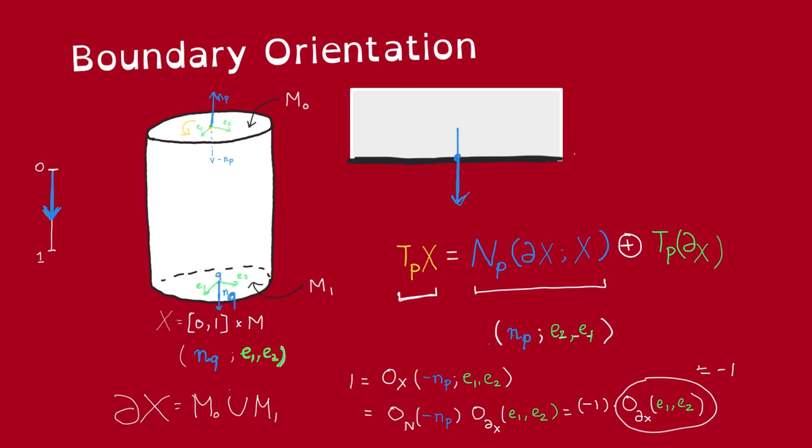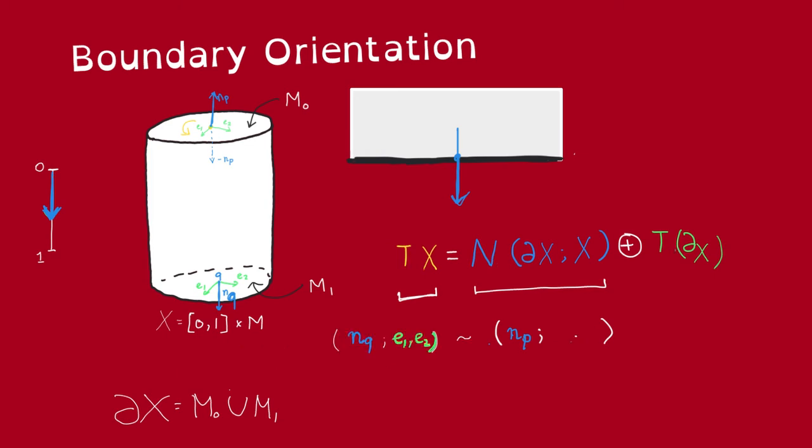Now what changes when we look at this copy of M instead? Well, the difference here is that the outward pointing unit normal vector at q here is actually in the same direction as this orientation on the unit interval. In particular, at q, the orientation on the tangent space of X is given by N_q, e1, e2. That means that the boundary orientation should be e1, e2. So this copy M1 here has the same orientation as M.